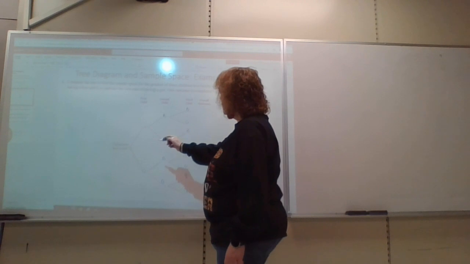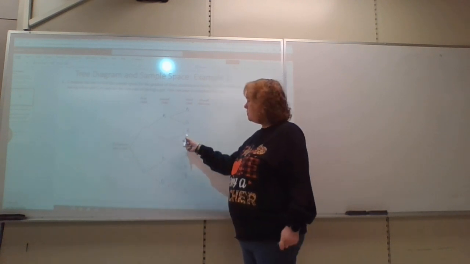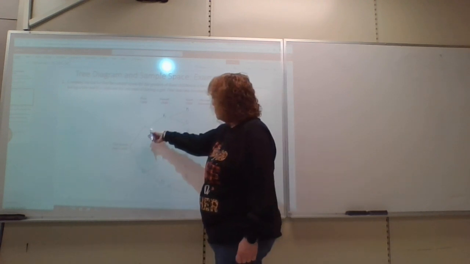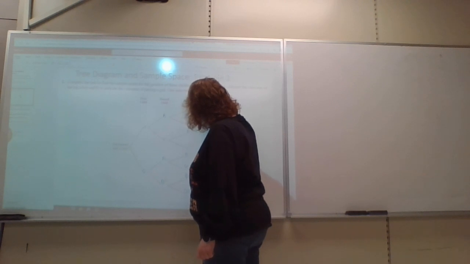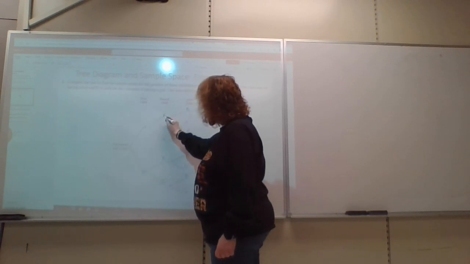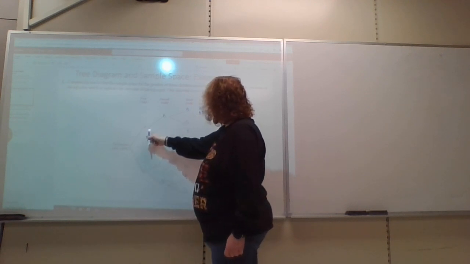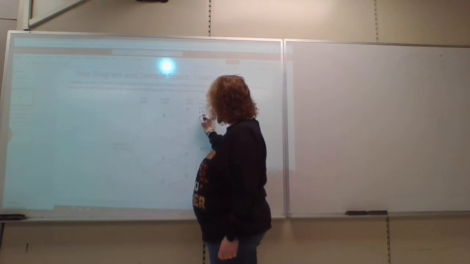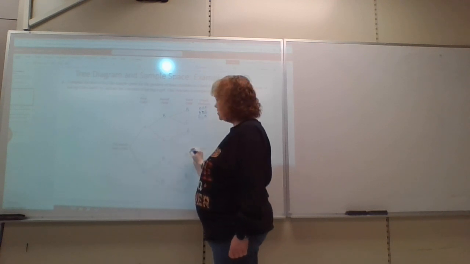So you just read it. I was showing them how to read a tree diagram. So we go B, B, B, and then you go B, B, G, and then we go B, G, B. You read the second one, B, G, B, B, G, G.